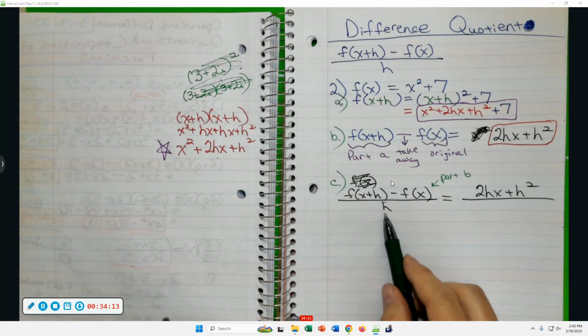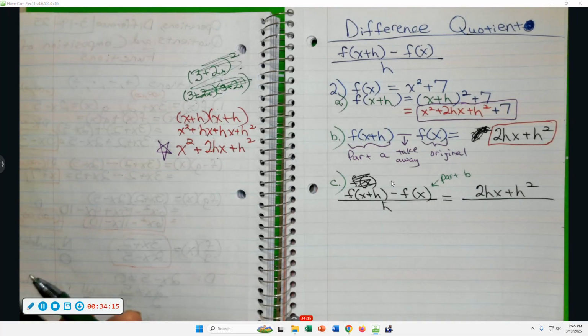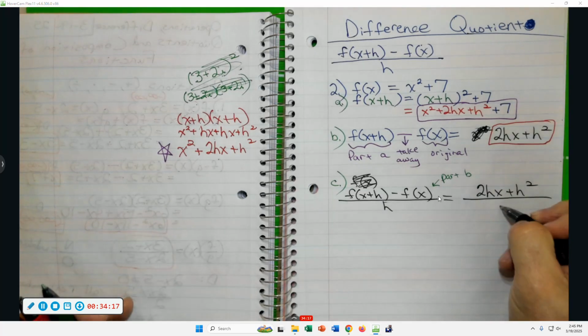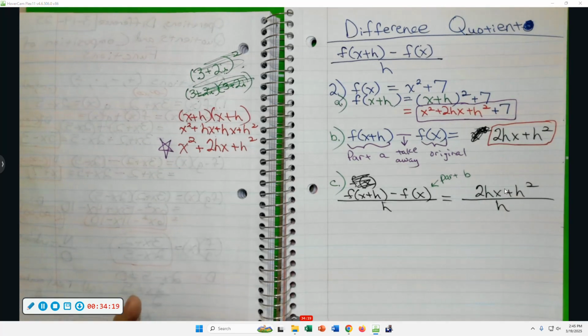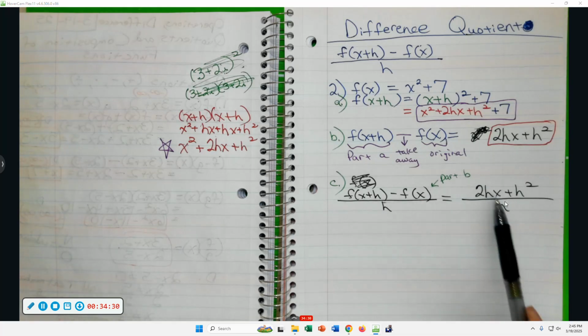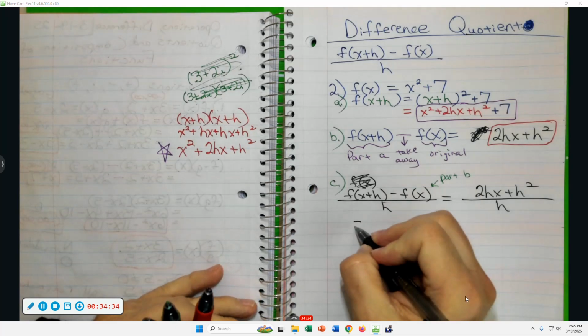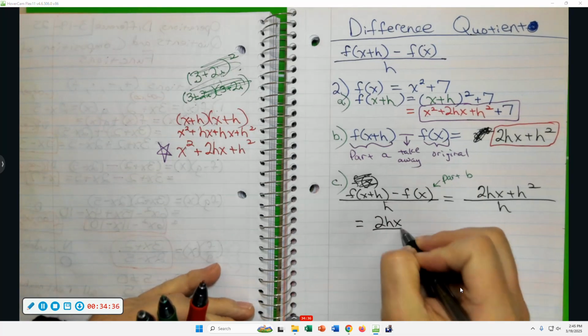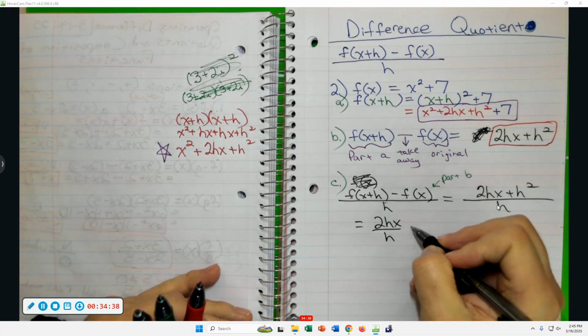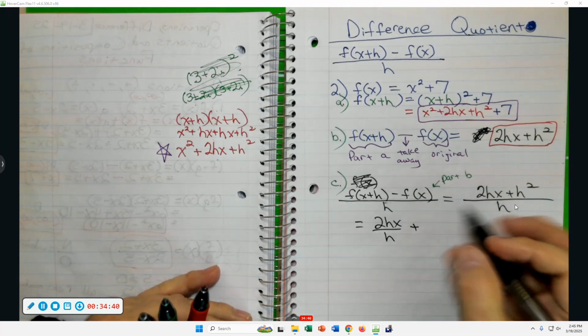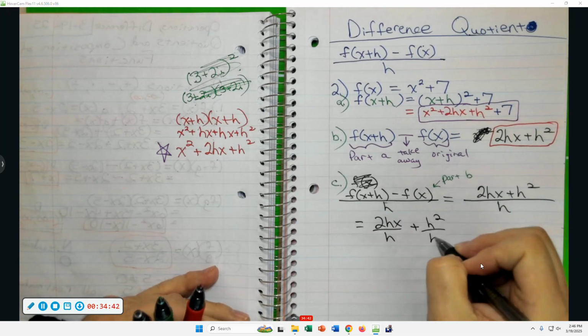And you're going to divide it by h. This goes back to day 2, doesn't it? Yeah. Well, we could factor and cancel. I think the easier way to approach this is to pull the old trick of splitting up. Take the 2hx, put it over h, 2hx over h, plus take the h squared and put it over h.